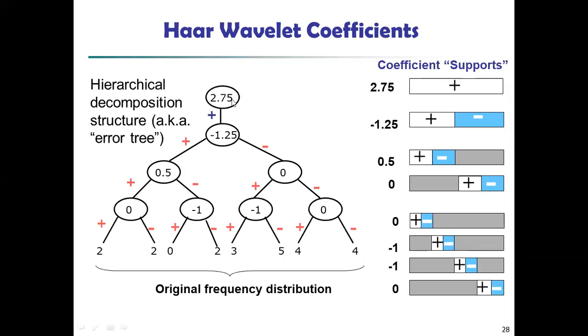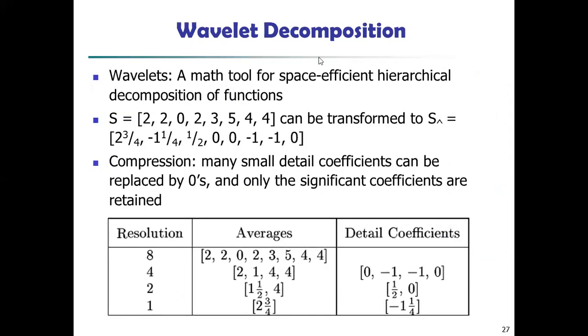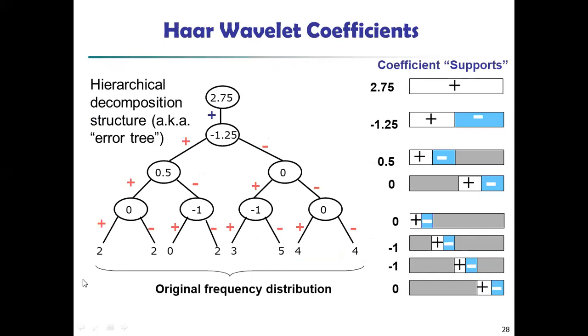So how can we get this value? Consider here, these are the values we have to consider: 2, 2, 0, 2, 3, 5, 4, 4. Now see here: 2 2 0 2 3 5 4 4. Now for these values, one is plus, another one is minus. We have to represent it here: plus, minus, plus, minus, plus, minus. So 2 minus 2, the value is 0.